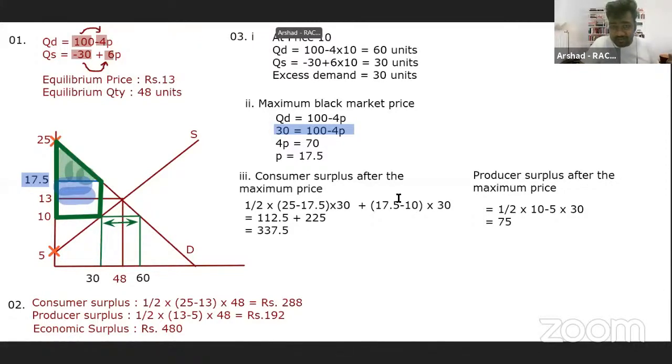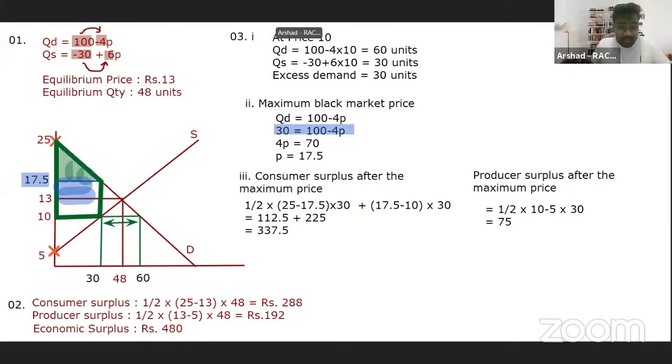Okay? So in the guide, they found the area of the trapezium. You all can find the area of the trapezium, so that's up to you all. Do the calculation. Consumer surplus is 300? Because I got 337.5 from a lot of people. Can you all check? Some people are saying it's 300. Can't be, because I got a lot of answers that say 337.5.